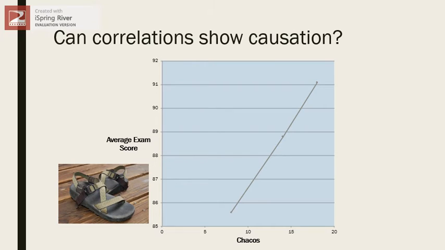So remember, you've seen this slide before. The number of students who wear Chacos is correlated to the average exam score on anatomy exams. So this is a correlation or a relationship or an association. All of those words mean the same thing. But does that mean that wearing Chacos causes you to perform better on an exam? Or does performing better on an exam cause you to wear Chacos? Probably not. That doesn't really make sense.